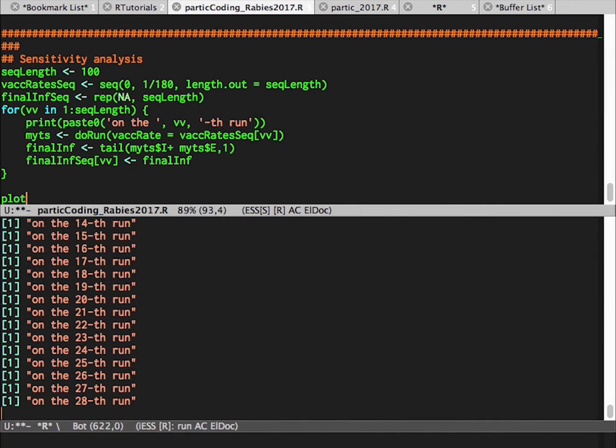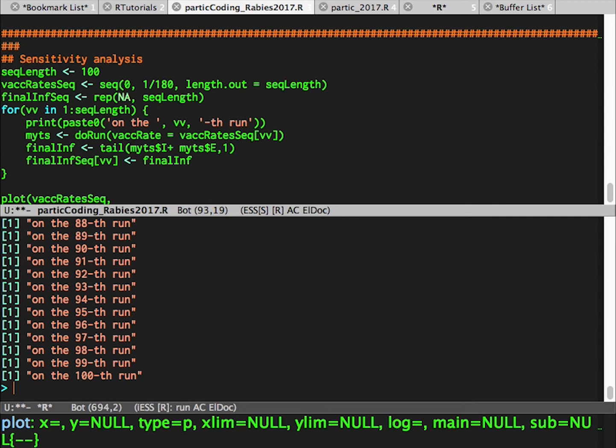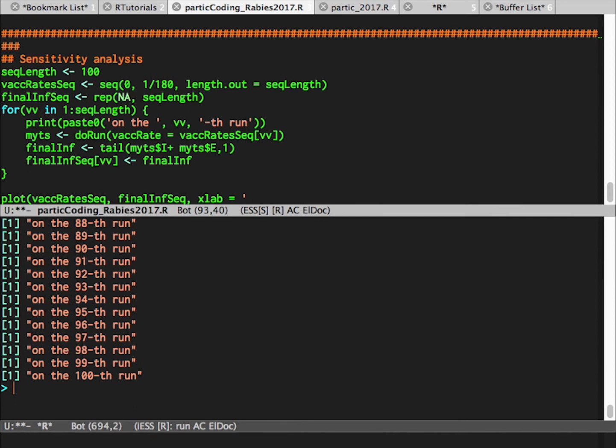Okay, and while it's running, I'm going to start the plot because I know what I want to plot. I want to plot vax rate sequence versus final infected sequence. And I want to label the axes: vaccination rate and final number exposed infected.